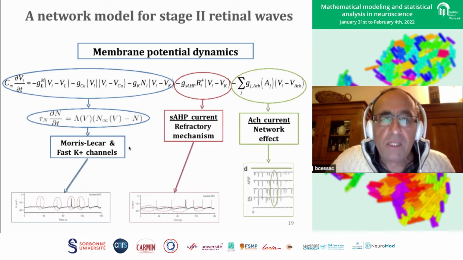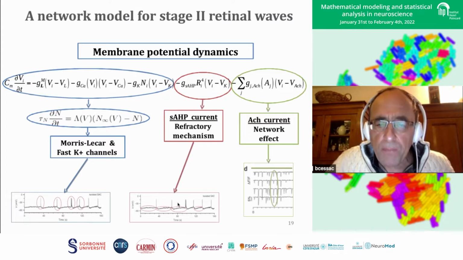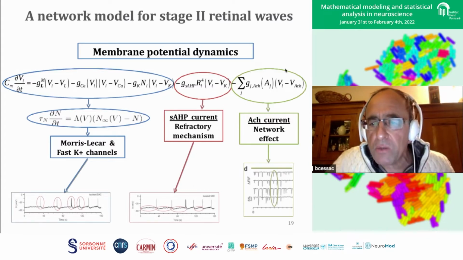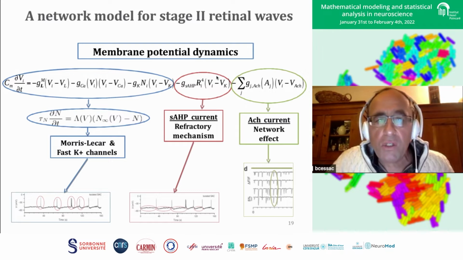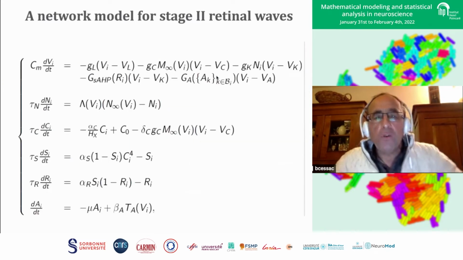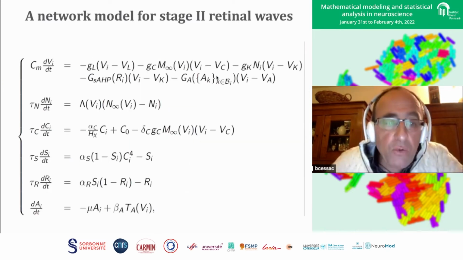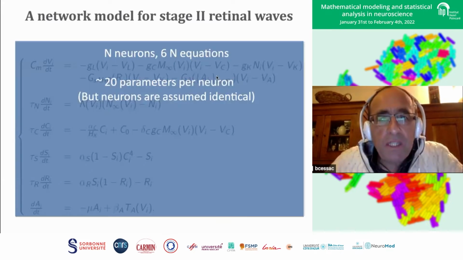So in the end, you obtain this equation where you have the dynamics here for the burst, here the dynamics for the hyperpolarization, and here the acetylcholine coupling, where the conductance depends on the cells j which are connected to the cell i. So you have a system of equations that we can summarize here. So we actually have 7 equations per cell. So this means that we have 6 equations per cell. Sorry. So it's a big system, and in fact we have a lot of parameters.